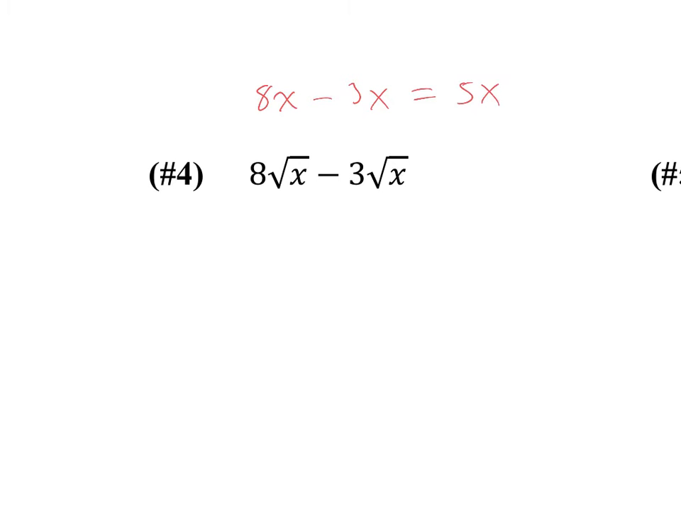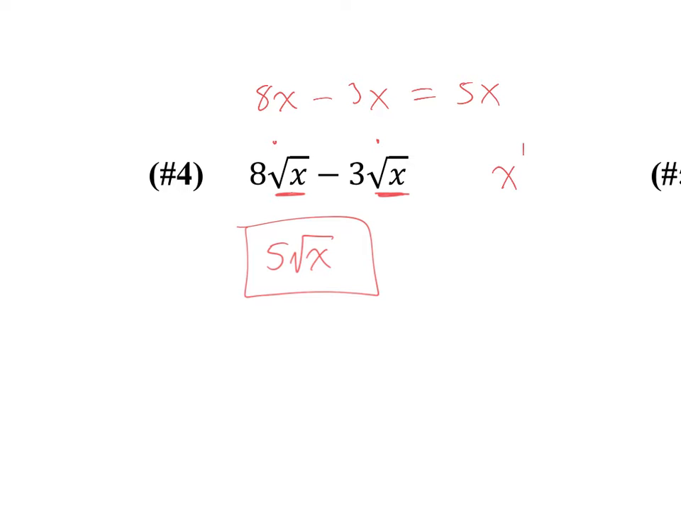You'd have 5x, right? Well, it's the same thing here, except we don't have just x, we have the square root of x. But that's still kind of like a like term. They're both the square root of x. So these are like terms. We put little circles about them, right? So what is 8 minus 3 going to be? So 8 square root of x minus 3 square root of x is going to be 5 square root of x. Because they are the same exponent.